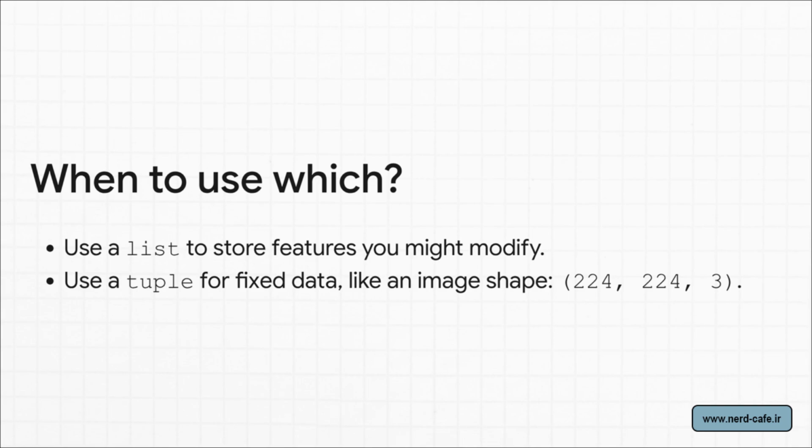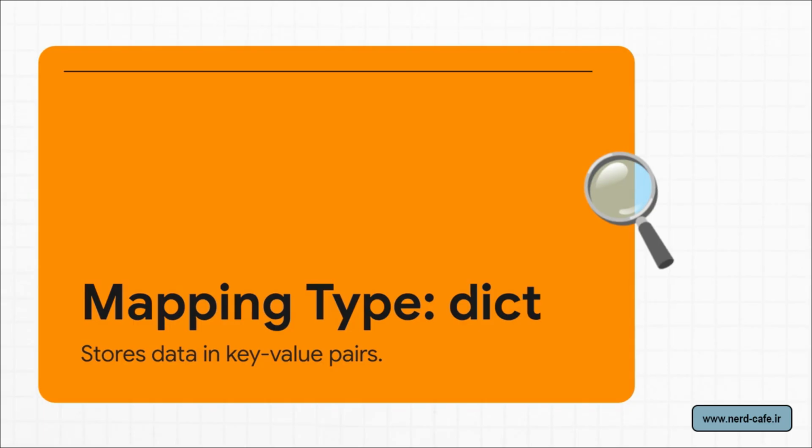If you're grabbing a row of features from your data and you might need to clean it up or change a value later, a list is your best friend. But if you have data that should never, ever change, like the dimensions of an image, its height, width, and color channels, you use a tuple. It's safer.